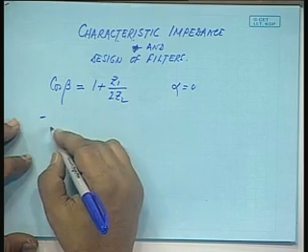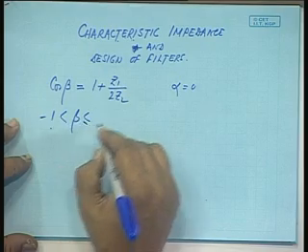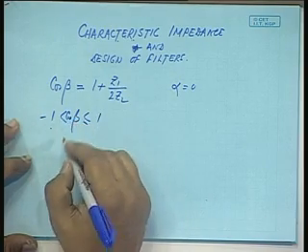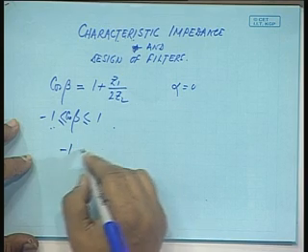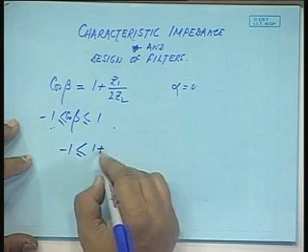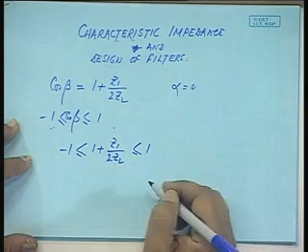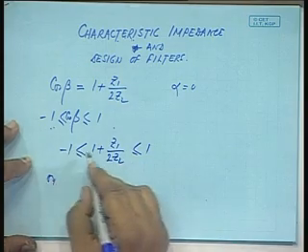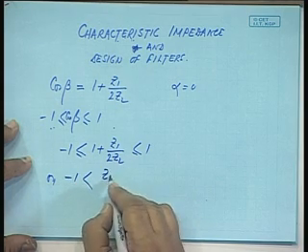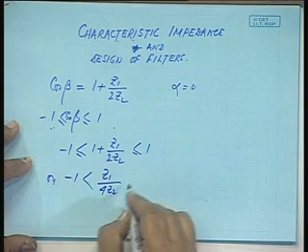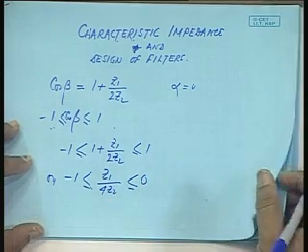This means, because cosine beta is between -1 and +1, we can write -1 ≤ 1 plus Z1 by twice Z2 ≤ 1. If I subtract 1 from all the three, then it reduces to Z1 by 4 Z2 less than or equal to 0.